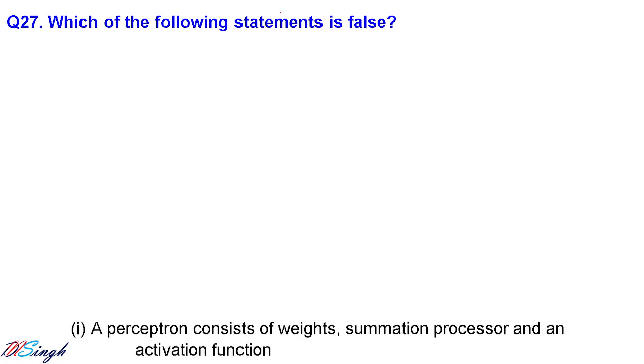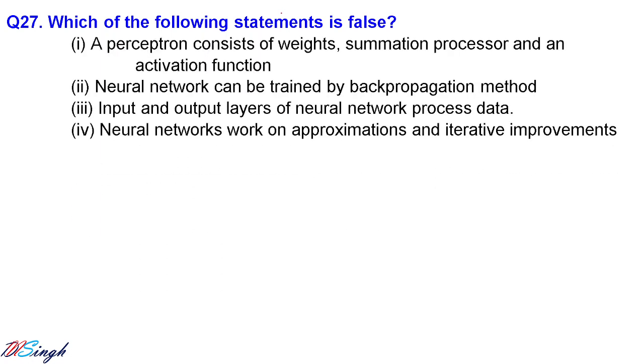Which of the following statements is false? So there are four statements given. A perceptron consists of weight, summation, processor and an activation function. Okay, fine, that is also correct.